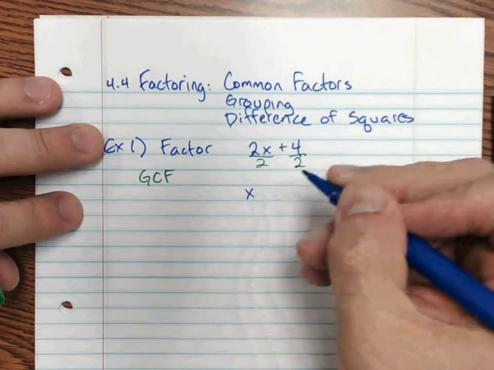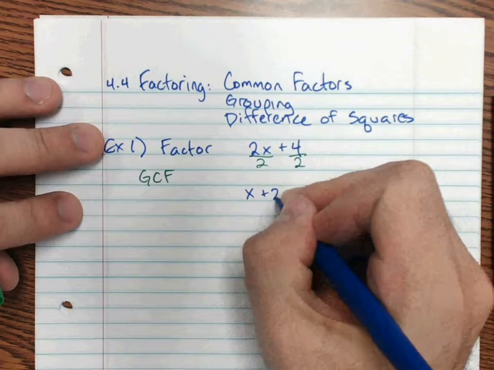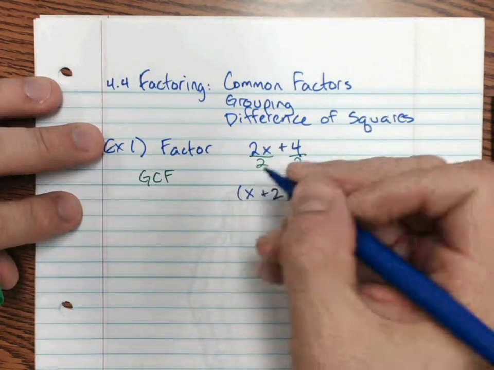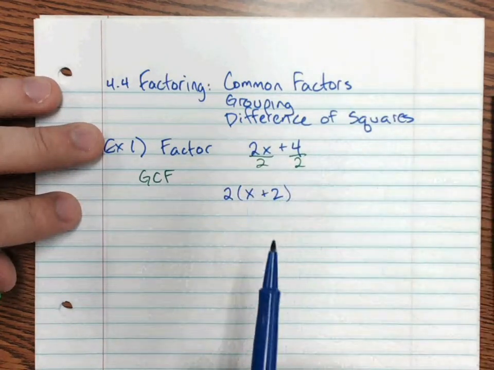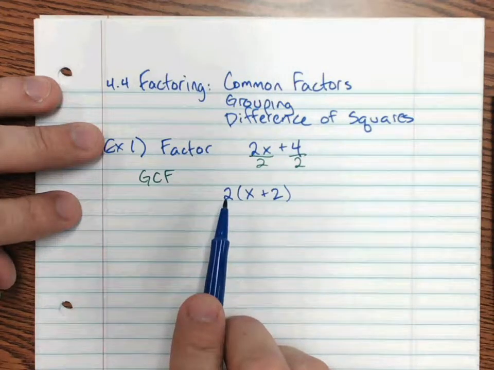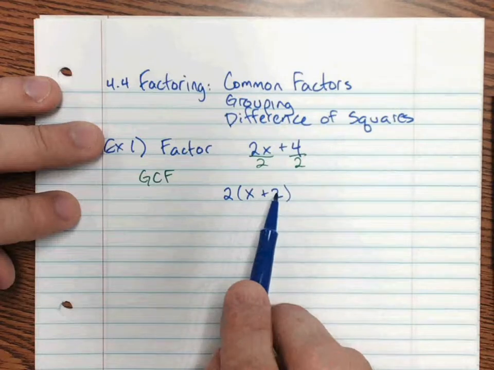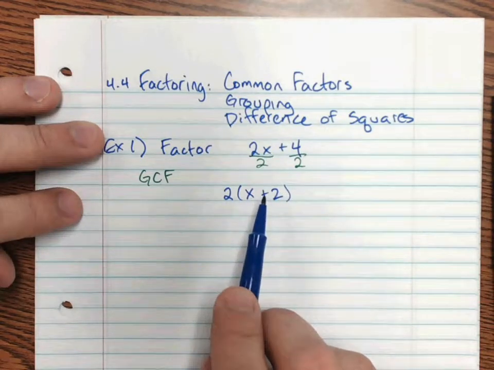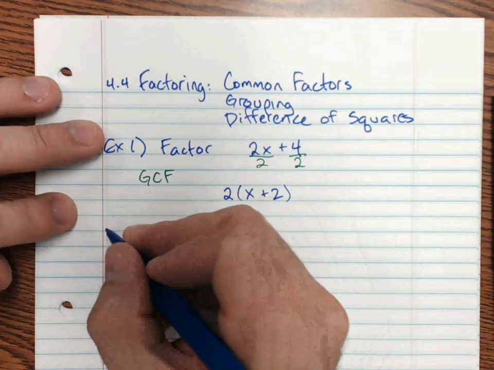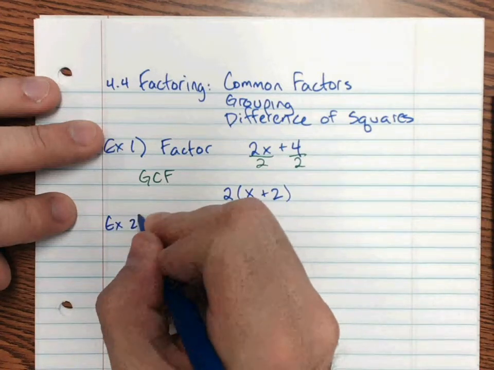Now when you do that, the 2's would cancel out here. You would have an x. 4 divided by 2 would be 2. And whatever you divided by needs to go outside. So now this is the greatest common factor of 2x plus 4, and it is 2 times x plus 2. So that's a very simple one. Often what we're going to see is going to be slightly more complex.